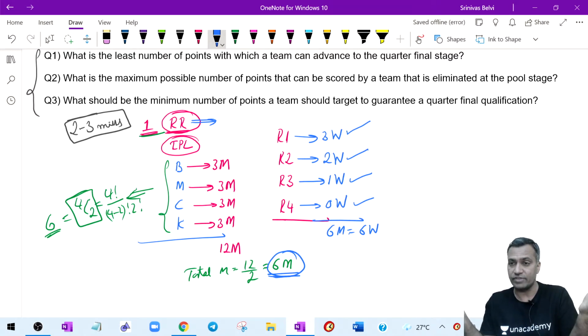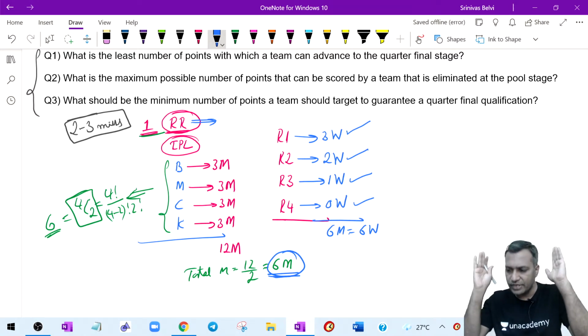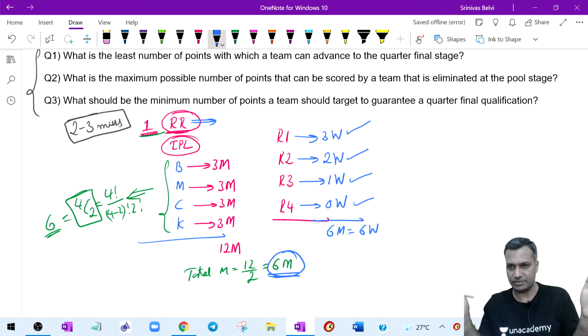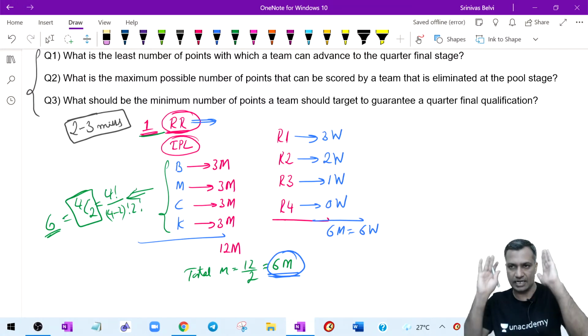You may say, sir, what if there is a draw? We'll come to that story later. We expect that there is a winner because rank 1 has to win against every other team. This is the bare minimum understanding before we start.